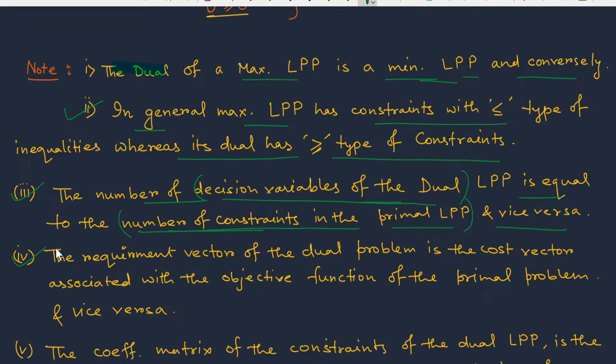Number four: the requirement vector of the dual problem is the cost vector associated with the objective function of the primal problem, and vice versa. The requirement vector means this B vector.